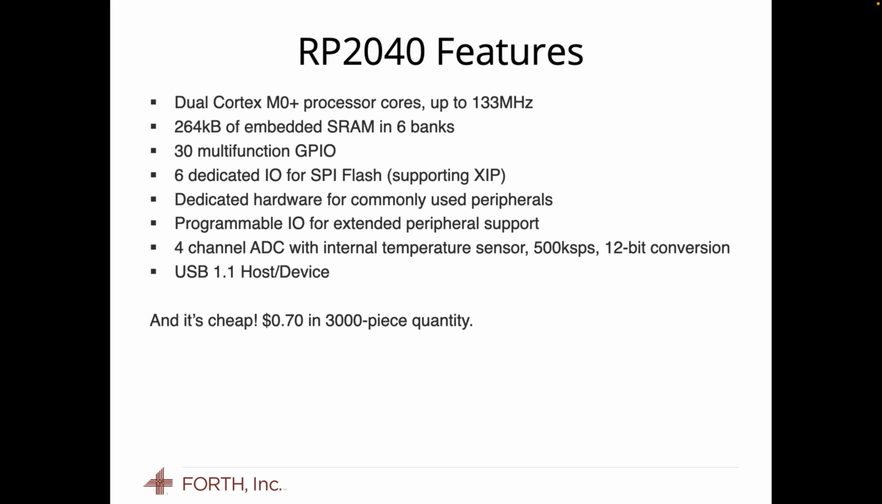It's got 30 multifunction GPIOs, 6 dedicated IOs for SPI flash, and that XIP thing means execute in place. There's a 16 megabyte space allocated for you to execute your program. And in hardware, it pulls chunks of the program into that space, into whatever the cache window size is, from the SPI flash, which is external. So this particular board I have here has 2 megabytes of SPI flash. And I just run in that space as if I were running in code space.